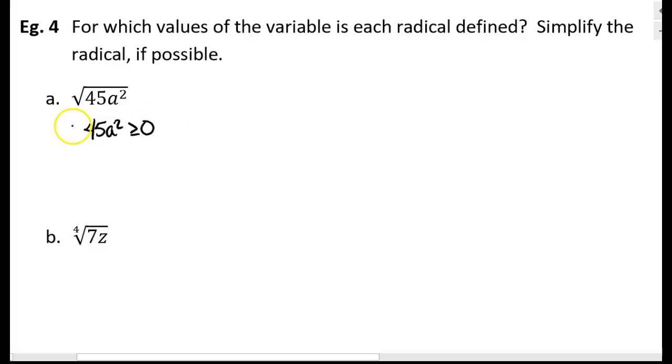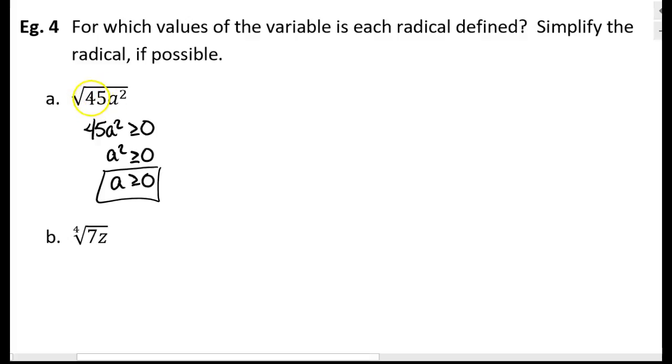So from here, I'm going to take it and go divide by 45, which doesn't change anything. So a squared has to be bigger than or equal to 0. So a has to be bigger than or equal to 0. So that is my values where my radical is defined.